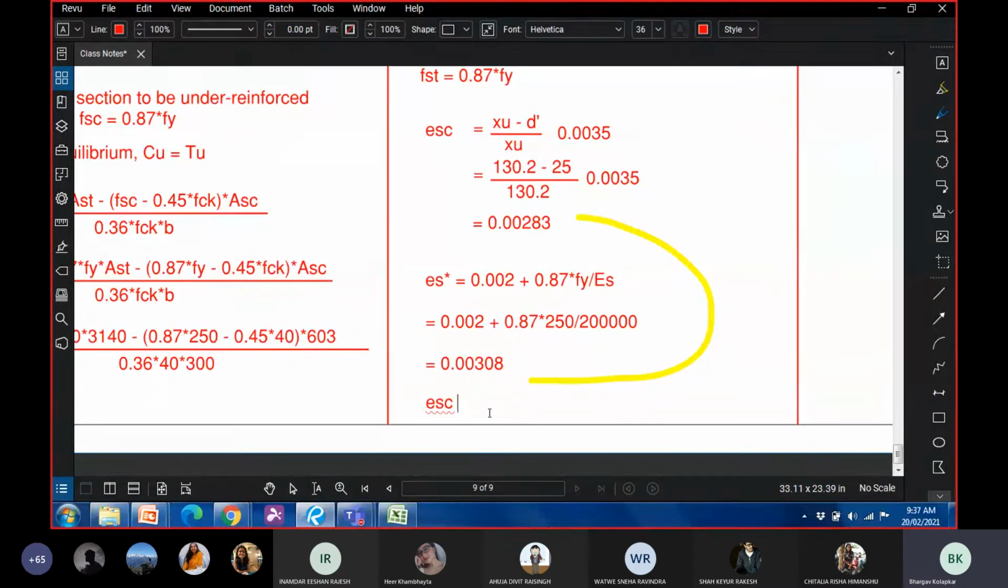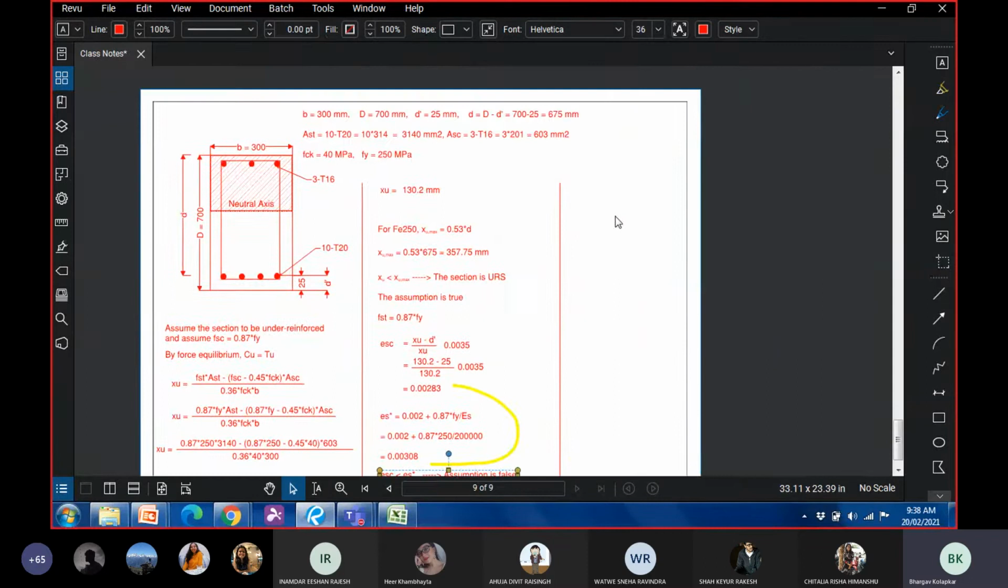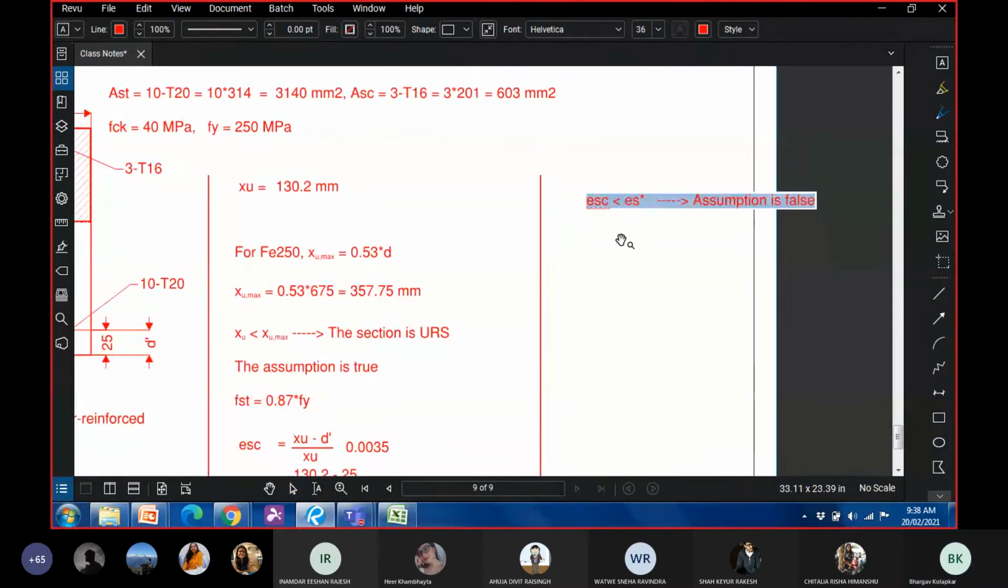epsilon SC is less than epsilon S star, which sort of means that our assumption is false. And what it means is FSC is less than 0.87 times of Fy.